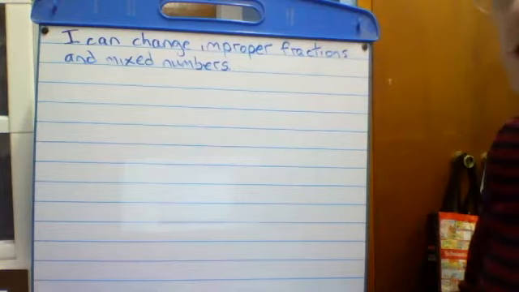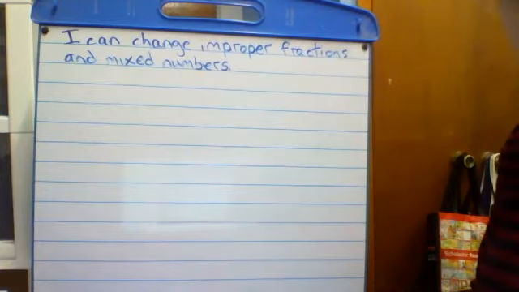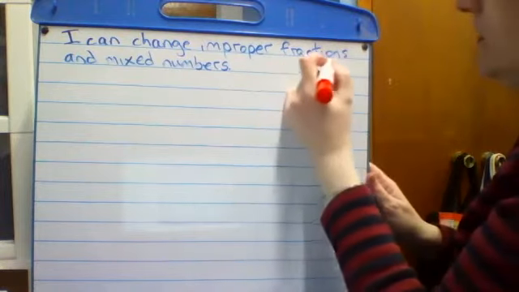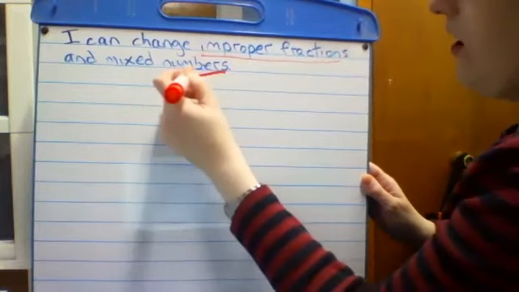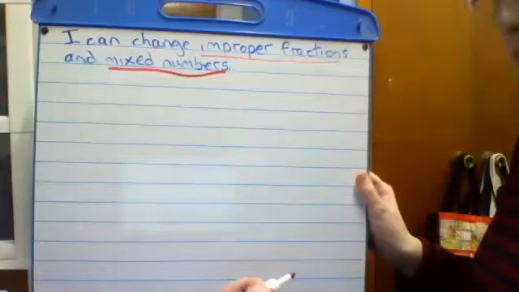And our learning target is that I can change improper fractions and mixed numbers. So those are new words. We've not mentioned those words in class at all. We're going to talk about what are improper fractions and what are mixed numbers. So to talk about this, we're going to use some examples.